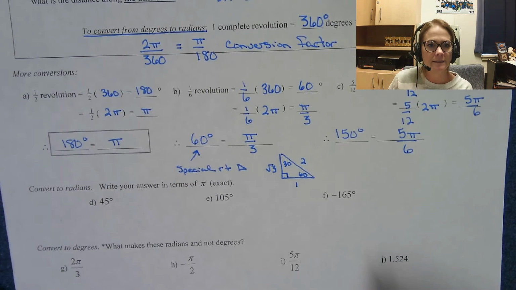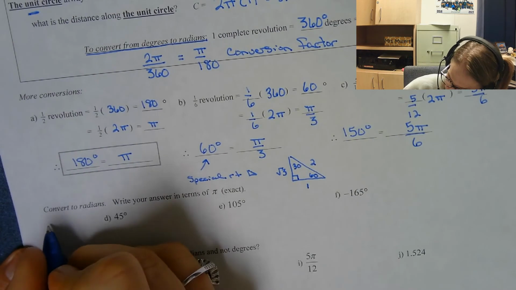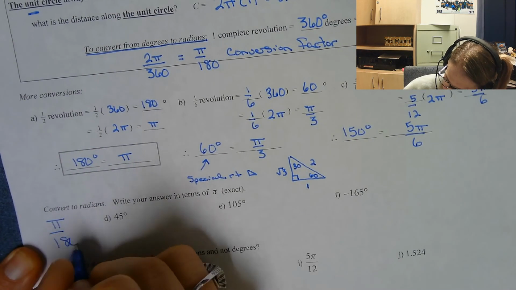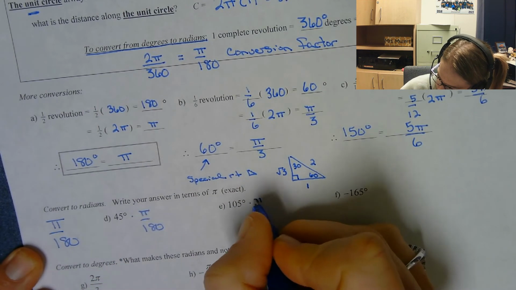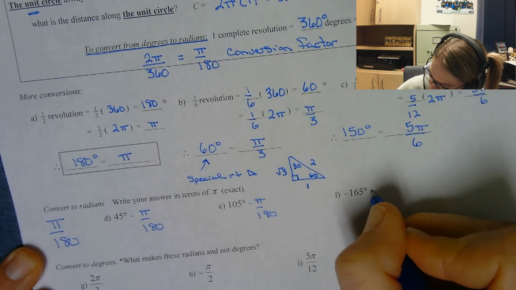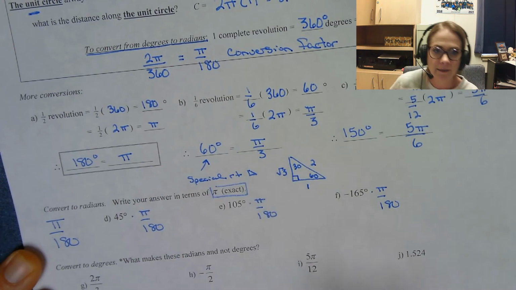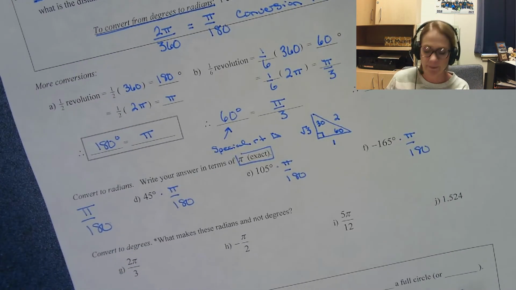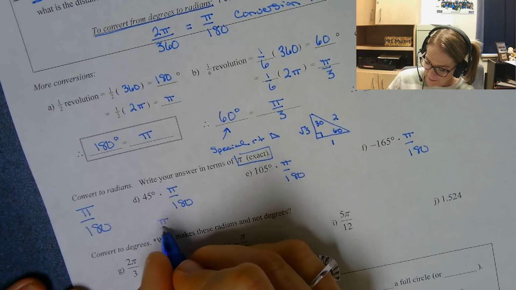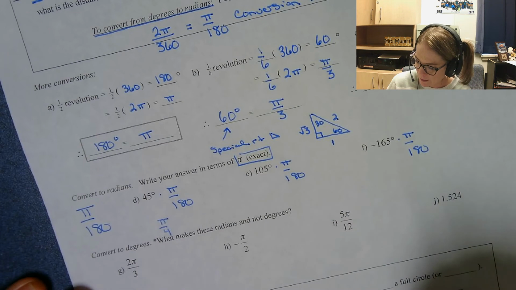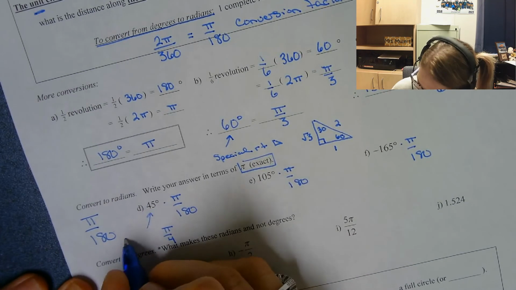Okay, convert to radians. When we convert from degrees to radians, we use pi over 180 as our conversion factor. We're going to leave our answers in terms of pi, so we're not going to be taking a decimal, we're just going to be canceling. So 45 goes into 180 four times, giving pi over 4. This is also a very common one we are going to use because this is from another special right triangle.